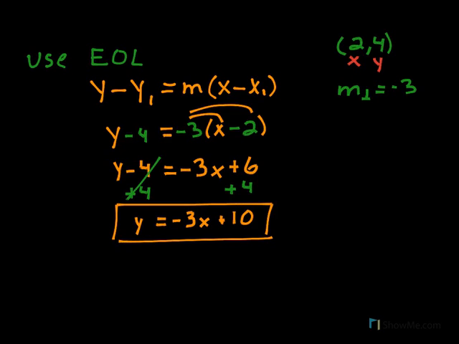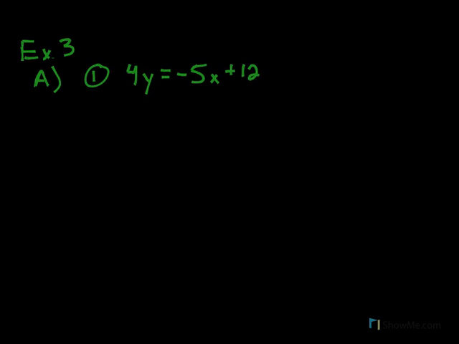All right, so now let's do example 3. That will be the last one. Okay, example 3. Example 3 is very interesting because they're going to ask you what type. So this is example 3, part A. I'm going to give you two equations. Equation 1 is 4y equals negative 5x plus 12. And equation 2 is y equals 4 over 5x minus 8.